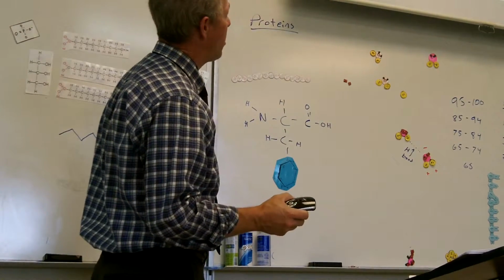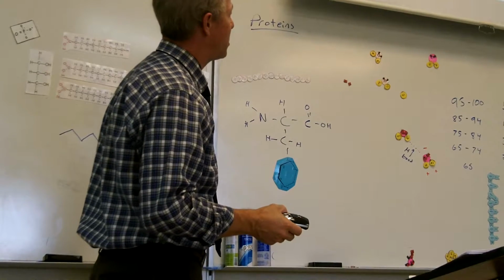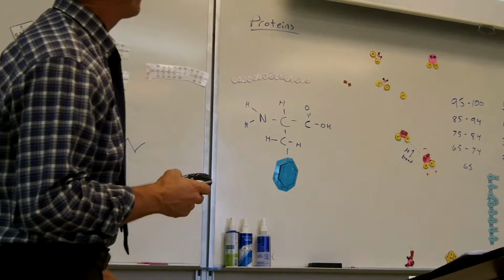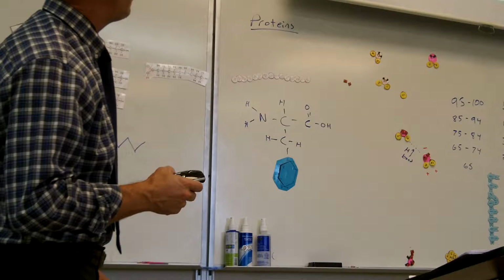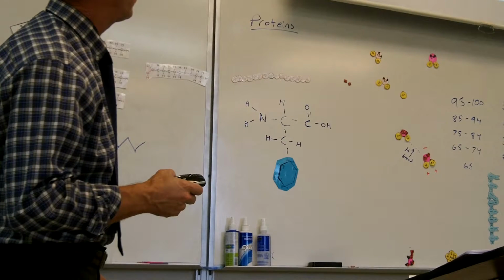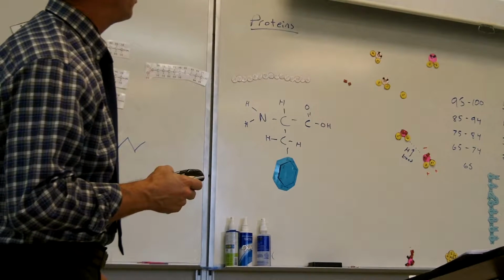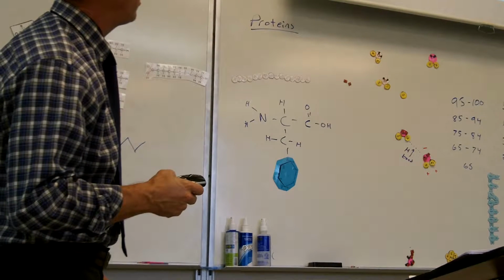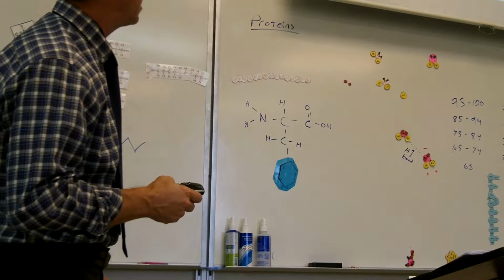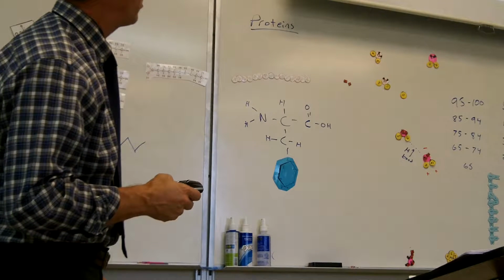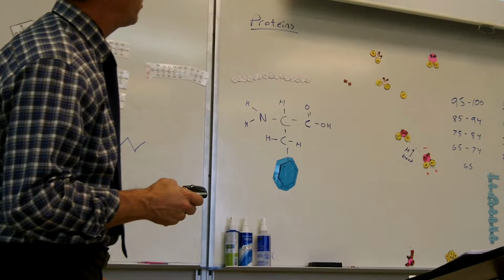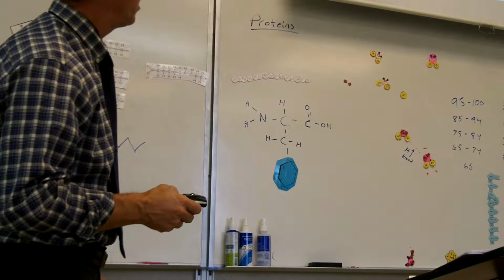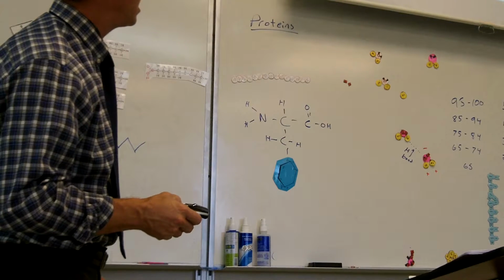This shows all the different types of amino acids. So, here's the amino group. Here's the acid group. There's the center carbon. And this long thing is the R group. So that's an R group, that's an R group, that's an R group, that's an R group.